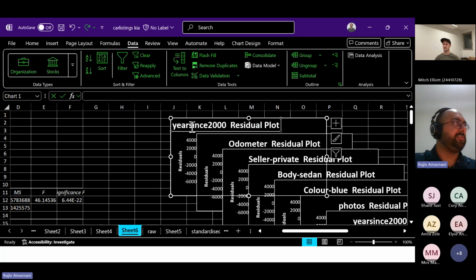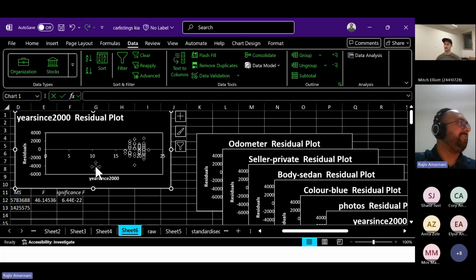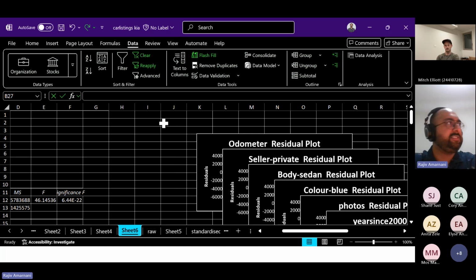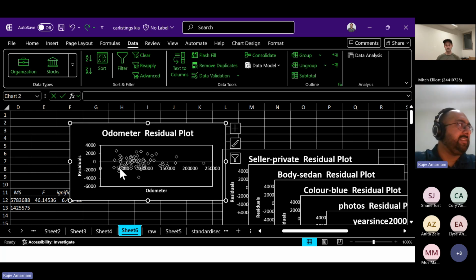Let's look together, yeah? So for here we have years since 2000, and we have the residuals. The residuals are kind of spread out over the range from kind of 17 years since 2000 to 22 years. Nothing really notable about this. Odometer residual plot. These are the odometer ranges from low until the highest, 250,000. So there's a quite well-used Serato here. But the residuals are kind of all over, kind of spread reasonably.